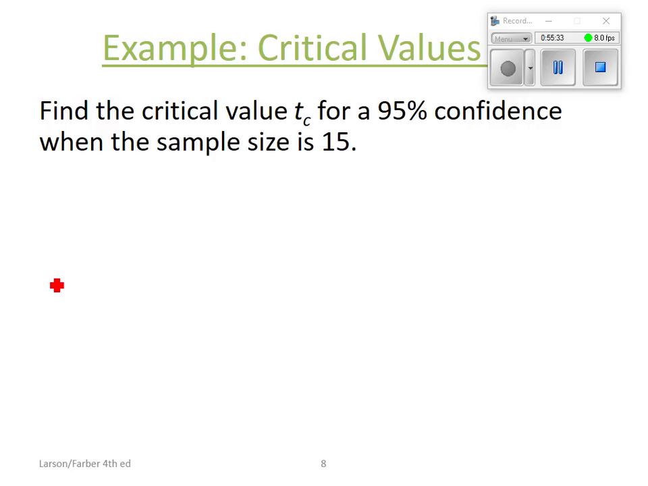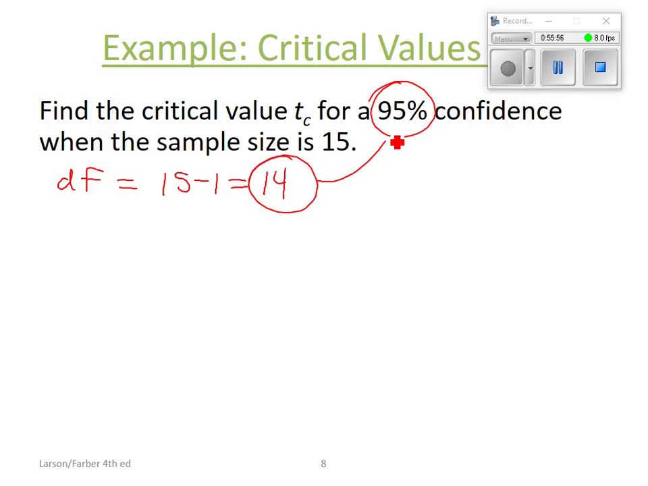Finding critical values. We're going to do this one real quick. This is where you're going to use your chart. Critical value TC for 95% confidence when your sample size is 15. Well, if our sample size is 15, what's our degrees of freedom? 15 minus 1, which is 14. You're going to use that to find your critical value, your TC. So you're going to use that chart.